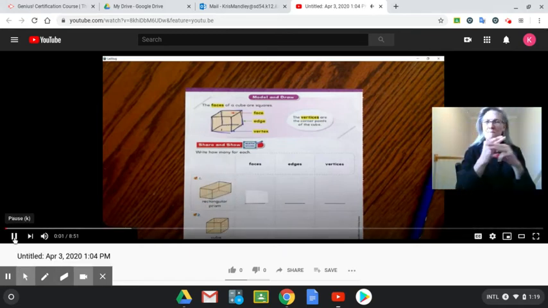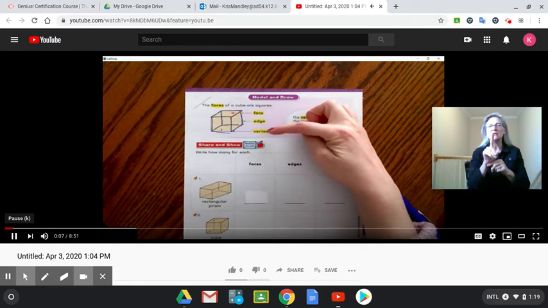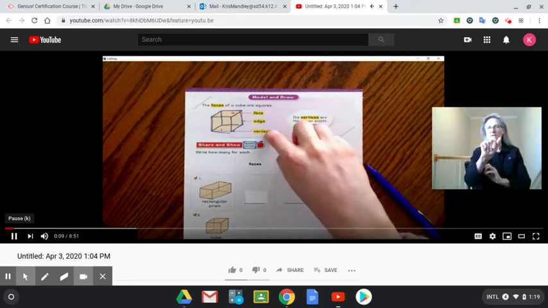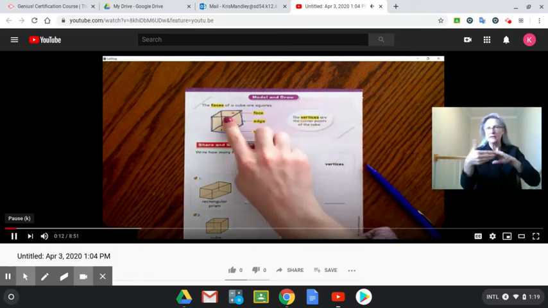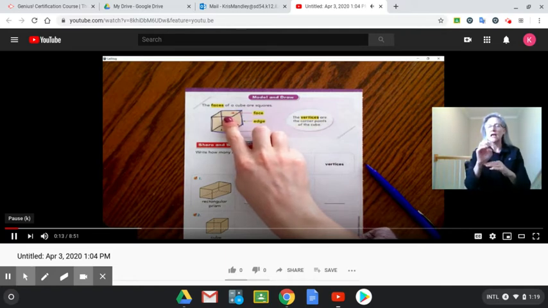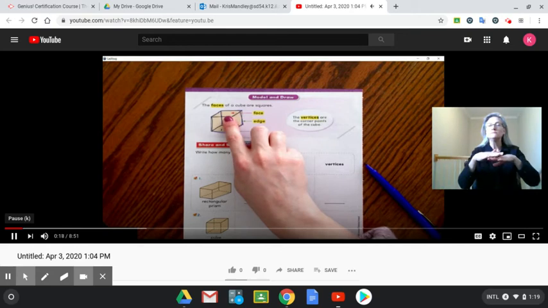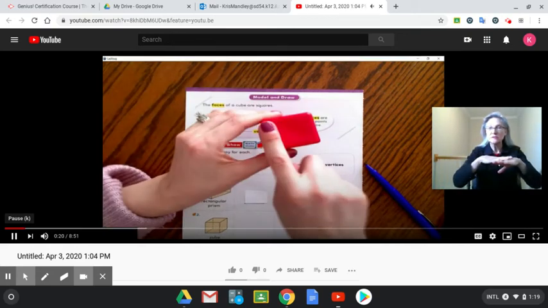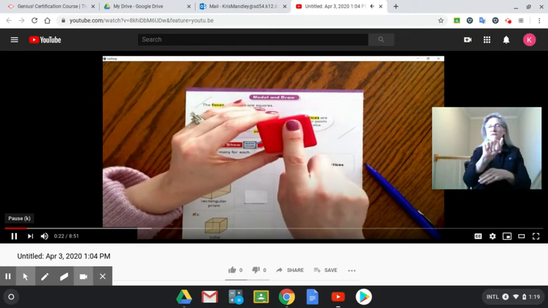Math, we're going to talk about some vocabulary that goes with three-dimensional shapes. We're going to talk about what a face is, what an edge is, and what a vertex is. So let's start with a face, okay? You can see how the arrow here points to this flat surface. The flat surface of a three-dimensional shape is called a face. So here is a face, okay?